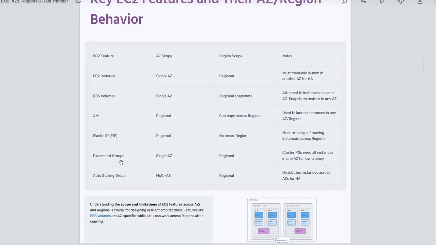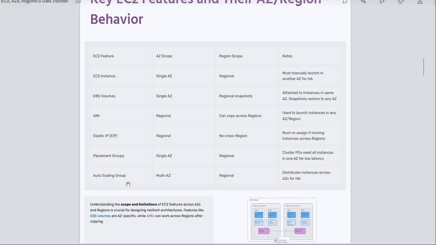Placement groups, where we put a cluster of PCs, right? We need fast, low latency, and more power. So for getting low latency, placement groups need to be in a single availability zone in a region. Cluster placement groups need all instances in one availability zone for low latency. You need to remember this one, right?